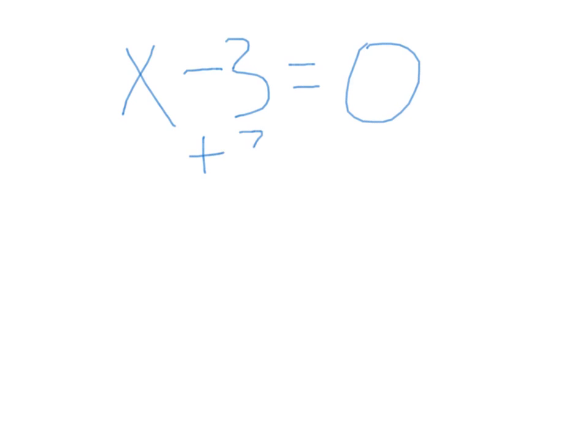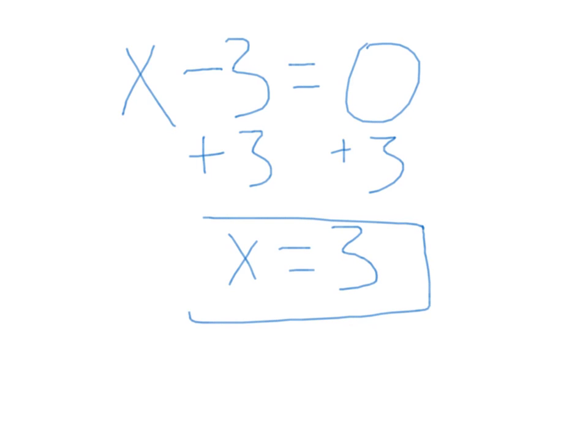Now we're going to do that with the other factor, which is x minus 3 equals 0. We're going to add 3 to both sides, and we have x equals 3. So we end with our final answers of x equals 3 and x equals 2/5. And we're done.